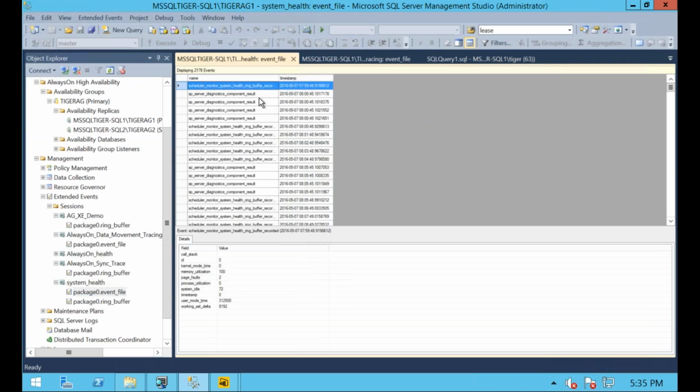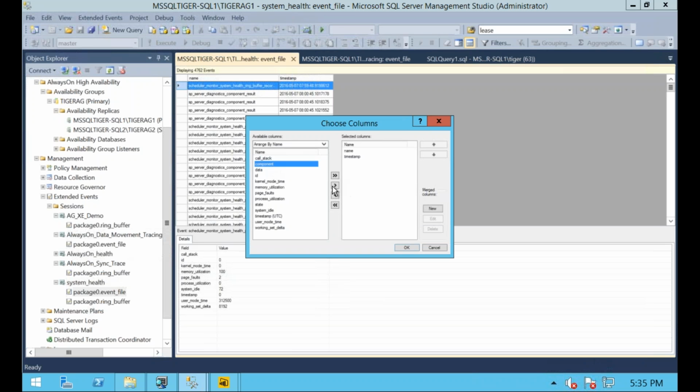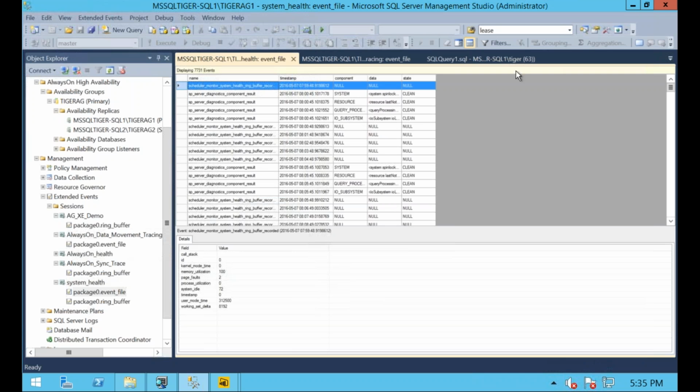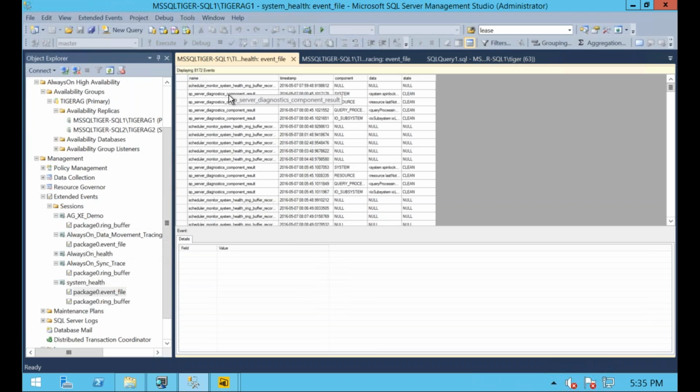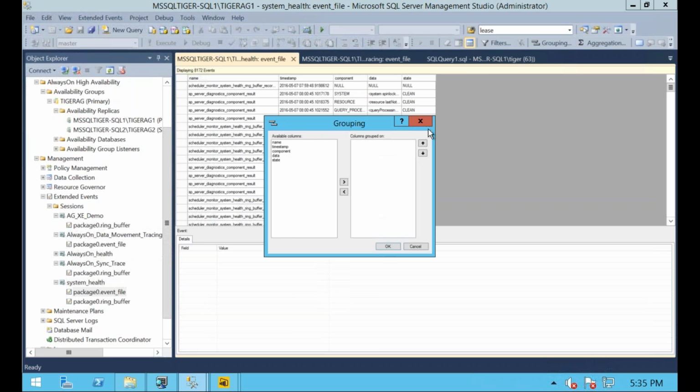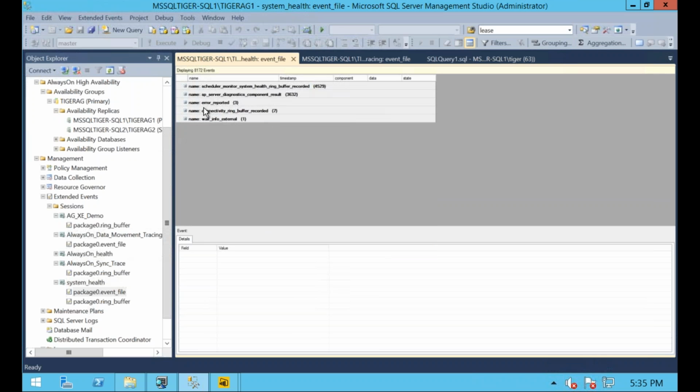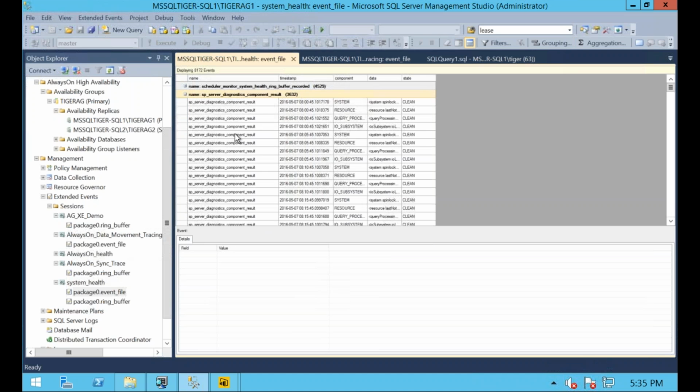And if I'm able to group all of this, let's choose the columns which I want to look at. I want to look at component, data, and state. So looking at each of these SP Server Diagnostic Events, you would be able to group all of these by name. So these are all the SP Server Diagnostics results. Let's look at each one. For example, let's look at the system.